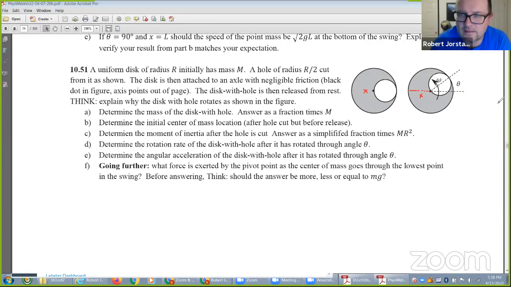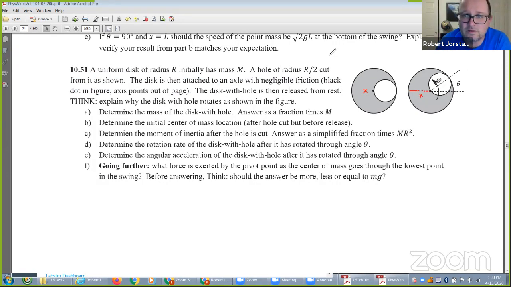So in this sense, it's exactly the same as the last problem. The center of mass, when you release it, it's going to be an energy problem, but we're going to have a lot of heavy lifting to get to that point. So all the work that you did in chapter 9 on center of mass and holes is going to come in handy.